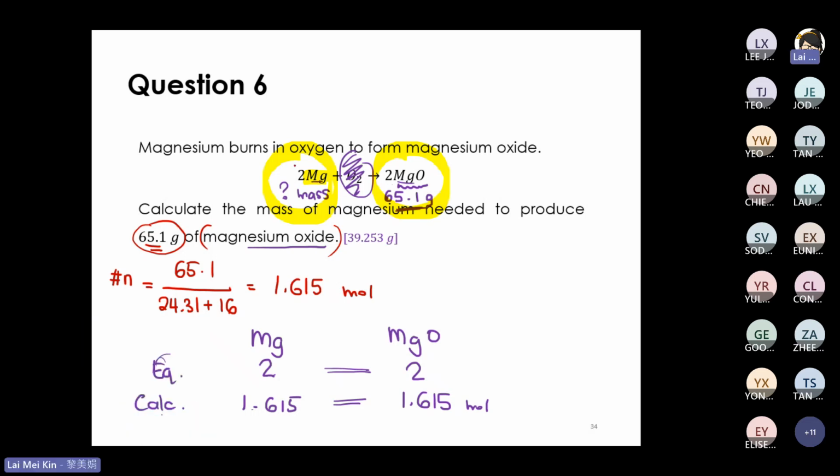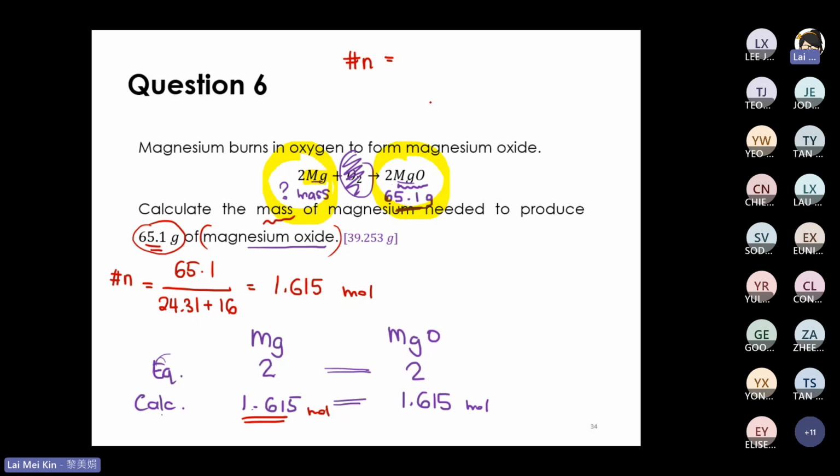What is the question? The question asks for mass, okay? But what do you have now? The number of moles, okay? So what do you have to do? We multiply the number of moles by the atomic mass. Okay, very good. Those of you who are quick enough, you know what to do.